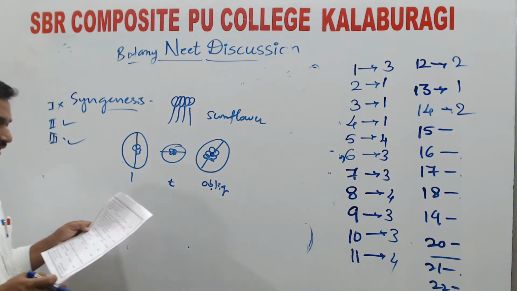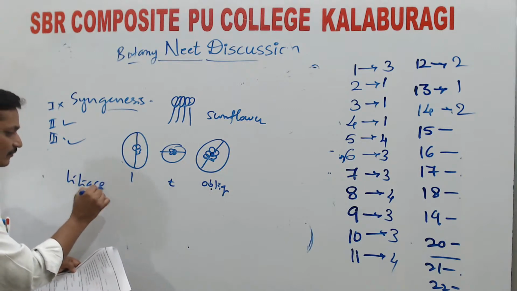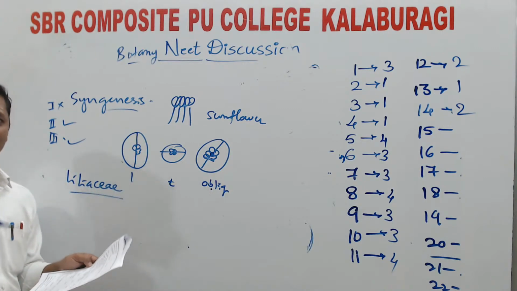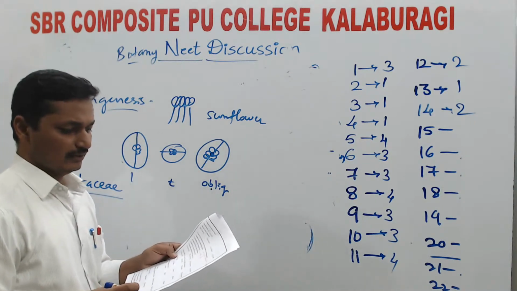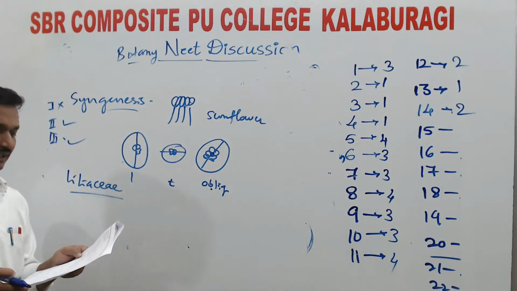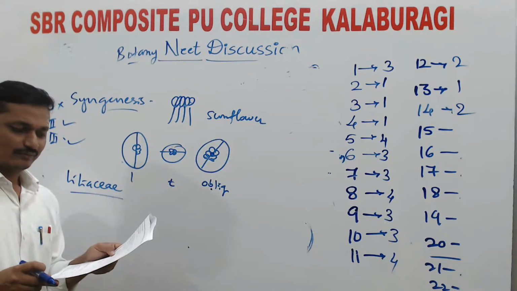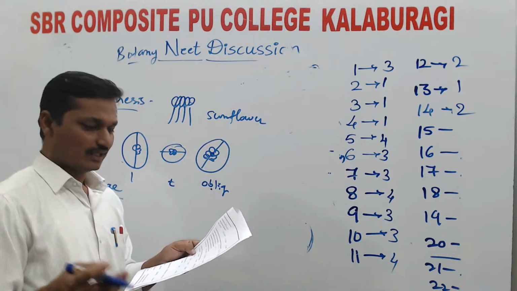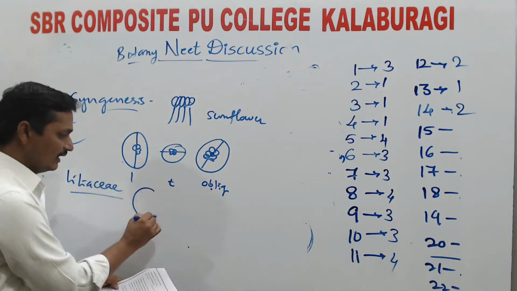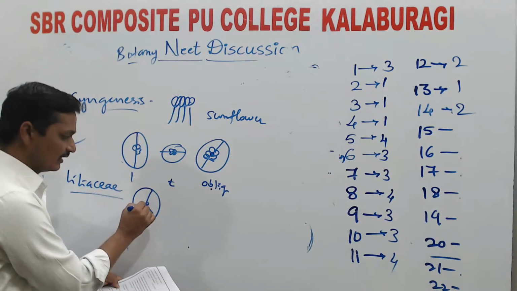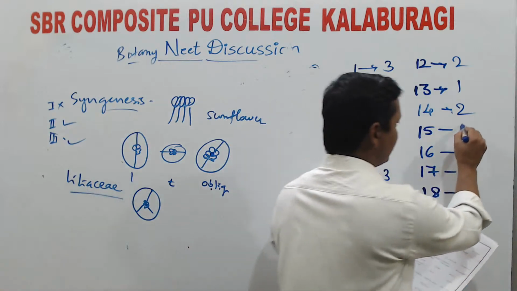Gynoecium in the members of family Liliaceae is composed of 2 carpels, 1 carpel, 5 carpels, or 3 carpels? 2 carpels for Solanaceae, 1 carpel for Fabaceae, 5 carpels for the hibiscus, Malvaceae. 3 carpels are present in the Liliaceae. We find the 3 chambers. So fourth option correct for question number 15.